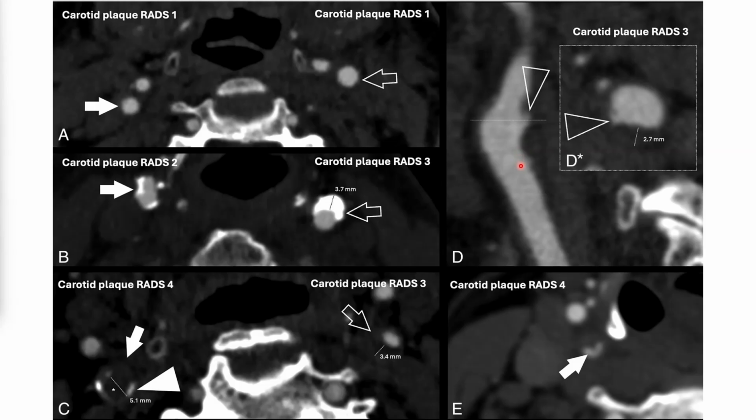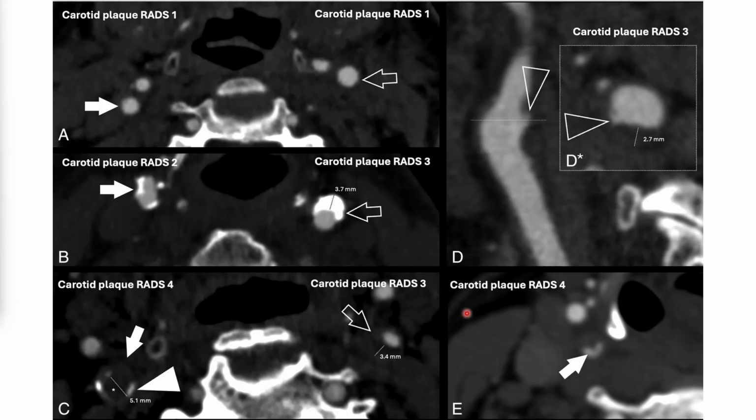Over on panel D of this image, we see a soft plaque here on cross-sectional image measuring 2.7 millimeters. So you might think this is carotid plaque-RADS 2, but in an orthogonal plane on this kind of a curved planar reformat, you see a little contrast outpouching from the lumen into that plaque. And so this would be plaque ulceration, which upgrades this to carotid plaque-RADS 3.